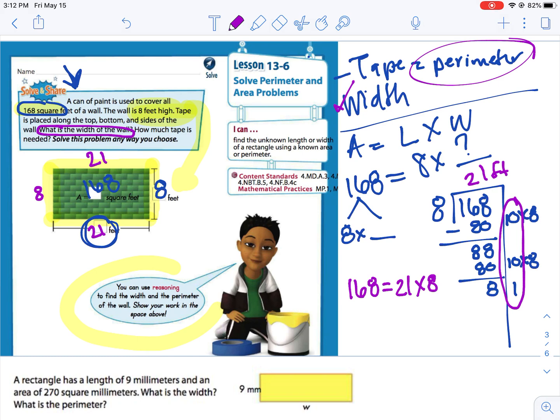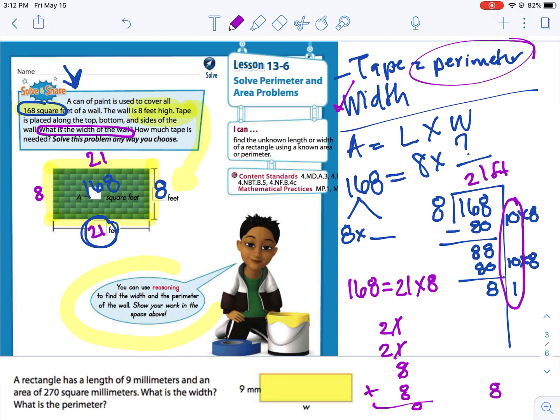And we said that the perimeter is you add all those sides together. So I've got 21 plus 21, and then 8 plus 8. And so I've got, let's see, 8 plus 8 is 16, plus these two, that's 42. So that's 58.